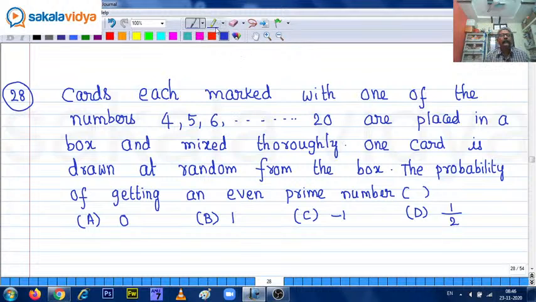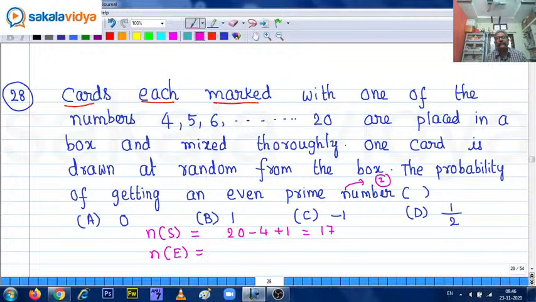Cards each marked with one of the numbers 4 to 20. 4 to 20 means n of s, let us find out first of all. But the answer is 0 obviously, because the only even prime number is 2, but 2 is not present in this one. That's why it is impossible. Impossible event means obviously 0 itself only, but let us write it. How many numbers are there? 20 minus 4 and add 1. 17 are there. So n of e, there is no even prime number 2. That's why 0. So P of A is equal to 0 upon 17, which is 0. So this is an impossible event.